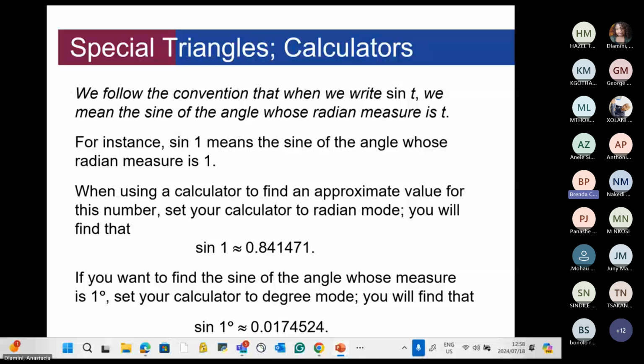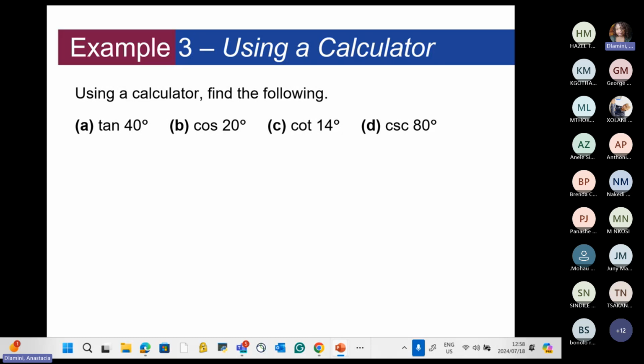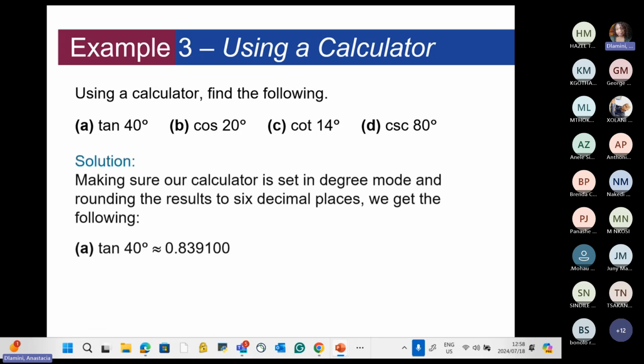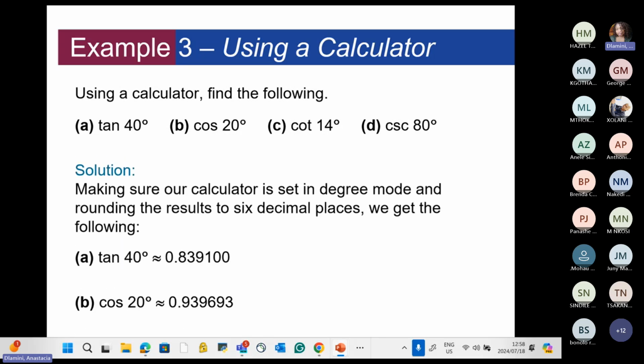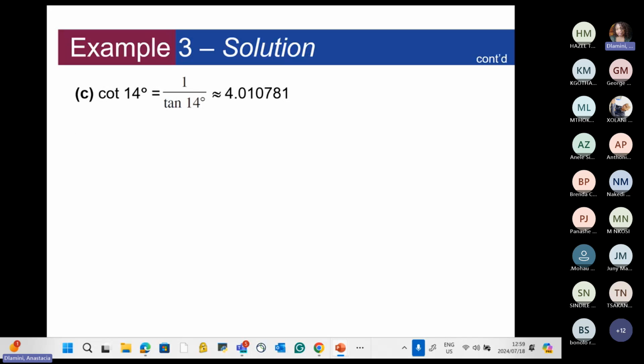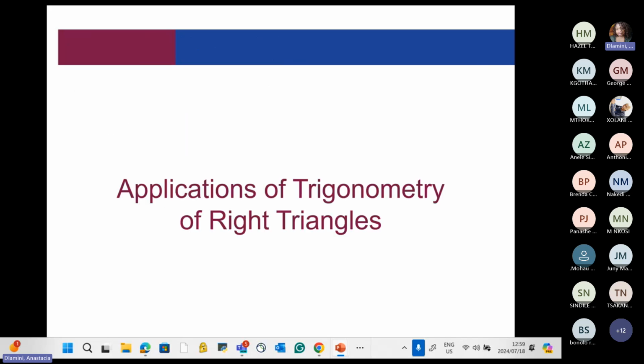We did, ma'am. Thank you. So meaning that we actually went and did this whole thing. Okay, so then you use a calculator because it's in degrees. You say tan 40, tan 20, cot 14, and cosec 80. You can go and use a calculator just to check, but I won't give you such a question because you're not allowed to use calculators in the exam. So then we skip those questions.